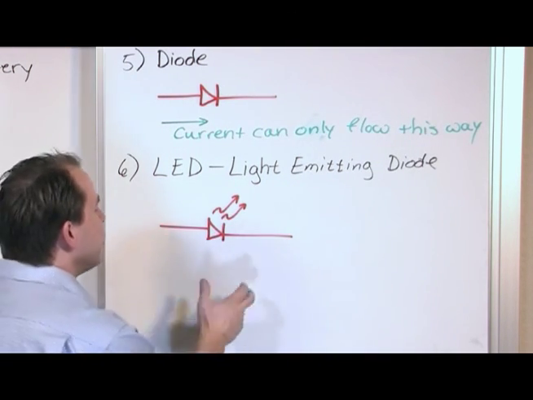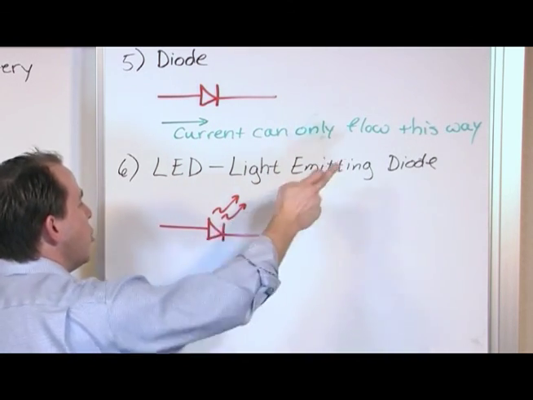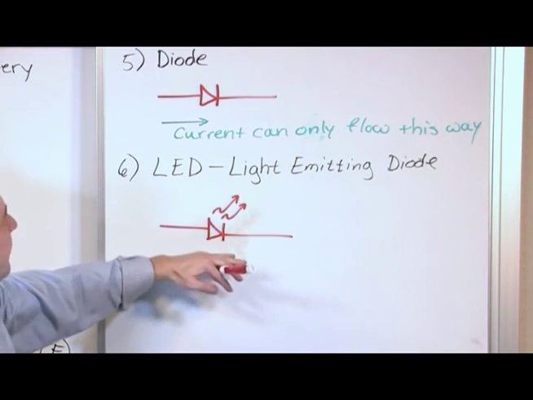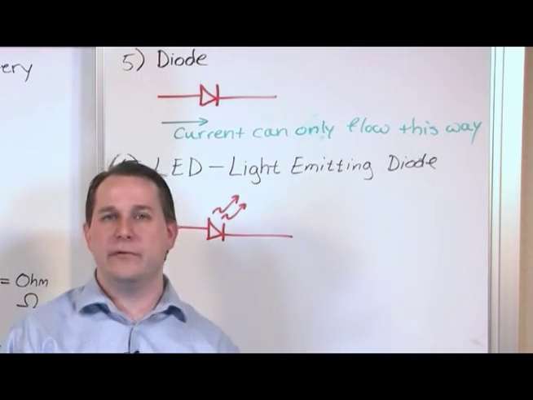All right, but if I turn my battery around and go the other way, then nothing happens. No current can flow, no light comes out. So it serves a double function. It serves the electricity blocking feature, and it also happens to emit light.